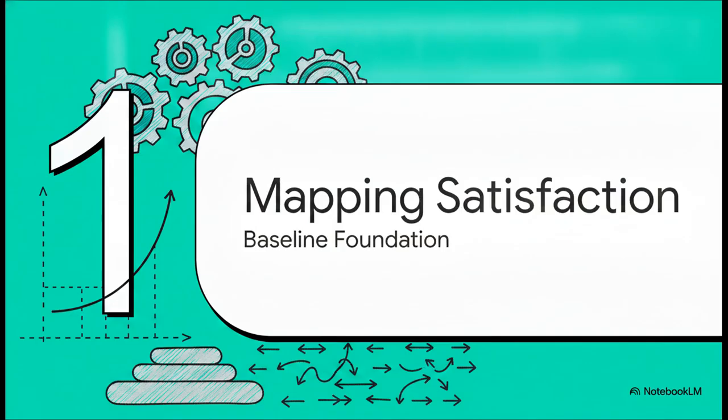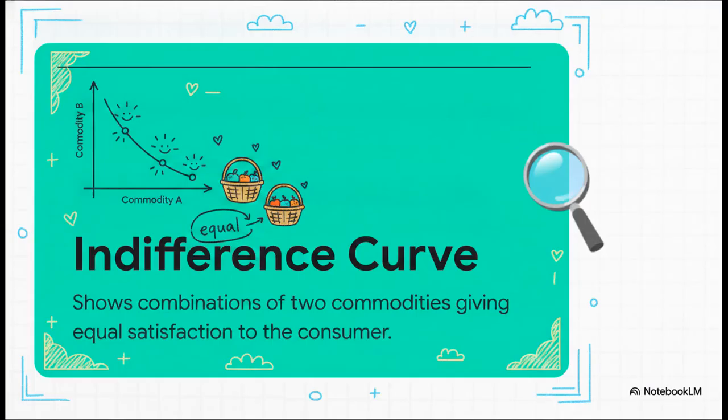Let's lay down our baseline foundation. So here is the exact textbook definition we need to anchor our understanding. An indifference curve, which by the way is also known as an iso-utility curve, shows the various combinations of two commodities which give equal satisfaction to the consumer. The absolutely crucial word here is equal.